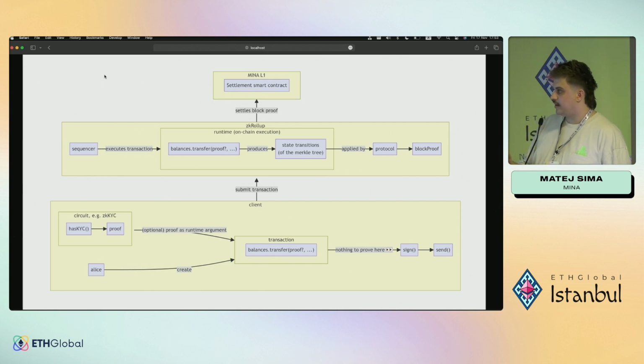Then the rollup operator sequences all the transactions received from the users and executes them one by one, proving the execution of every individual transaction and also proving all of the state transitions that resulted from the transactions. This results in a block proof. That block proof is then taken and settled using L1 smart contracts to the L1.